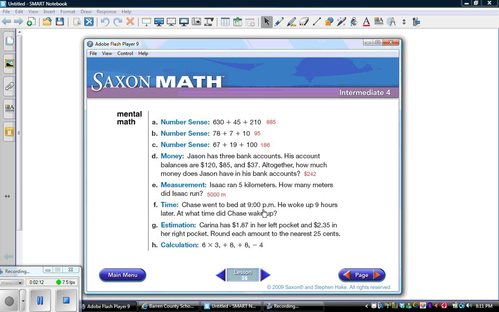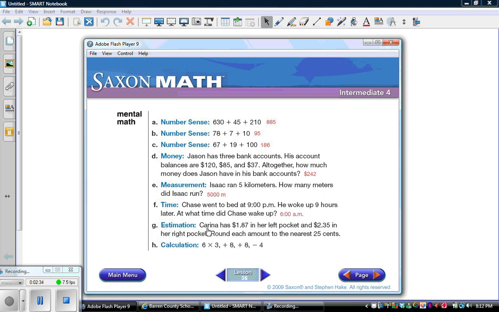Chase went to bed at 9 p.m. He woke up 9 hours later. Lucky, lucky Chase. At what time did Chase wake up? Well, from 9 p.m. to midnight, 9, 10, 11, 12, that's 3 of those 9. We've got how many more to go? We've got 6, so he woke up at 6 a.m.